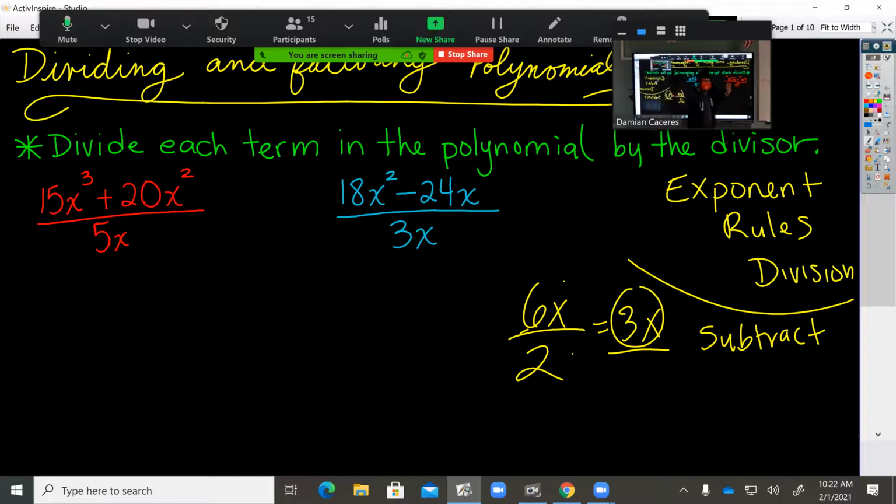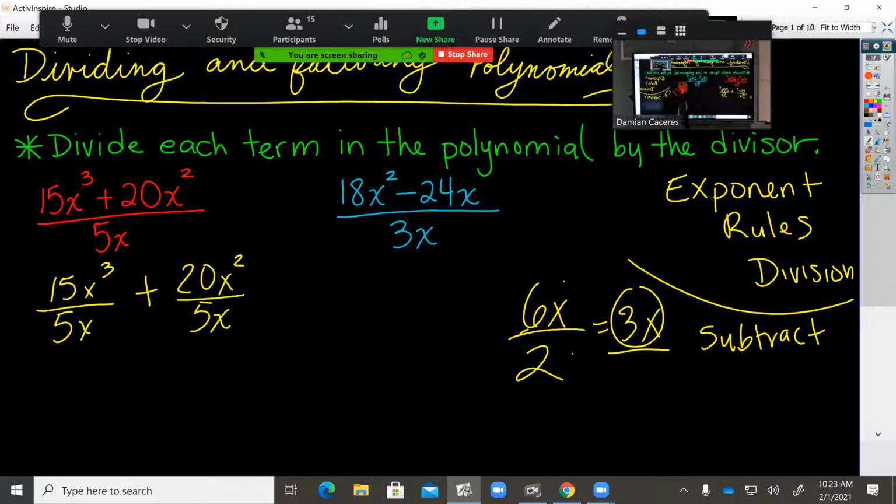So if you have two terms on top being divided by one term on the bottom, you can rewrite it as 15x to the third divided by 5x. Bring down your plus sign, and now you do 20x squared divided by 5x. Now, you get two results there, and that's your answer.